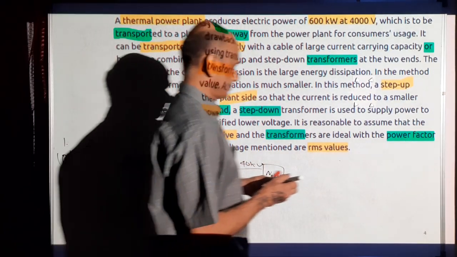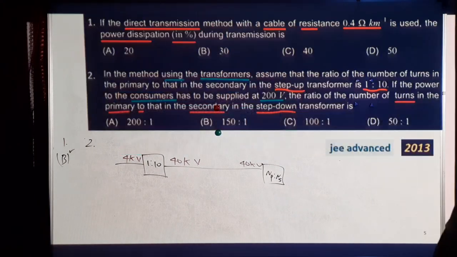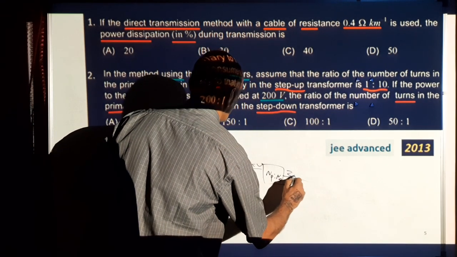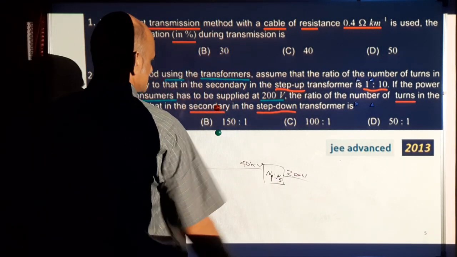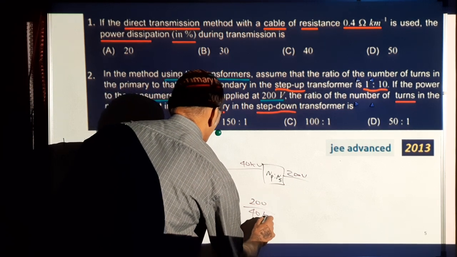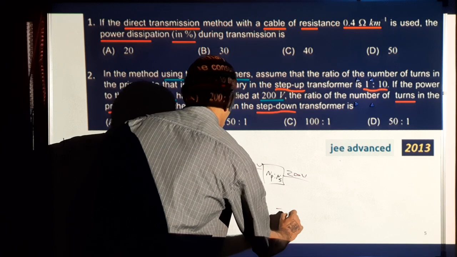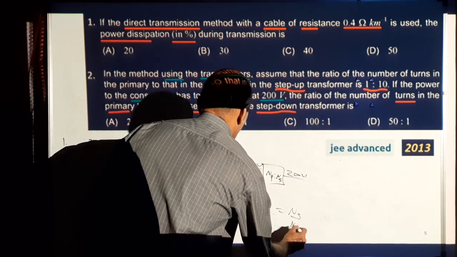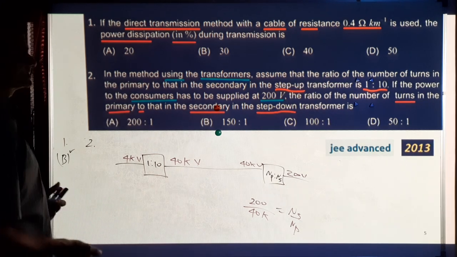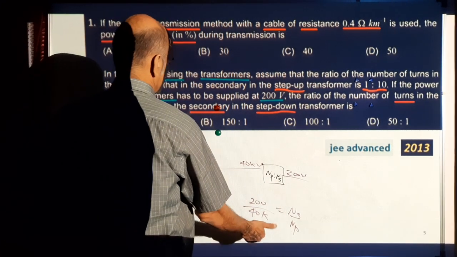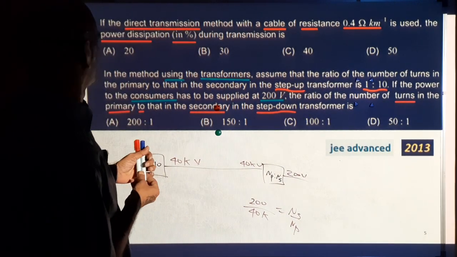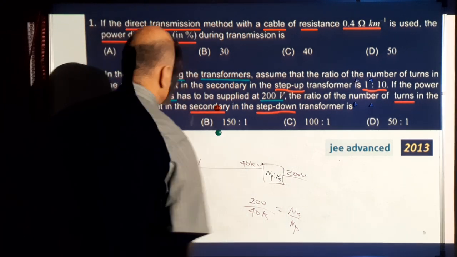And at the consumer end, the voltage should be reduced to 200 volts. So the ratio is 200 by 40K. That will be equal to NS by NP. Voltage is proportional to the number of turns. So the voltage ratio is the same as the turns ratio. Output by input is output by input turns. So we have to find primary to secondary, NP by NS.